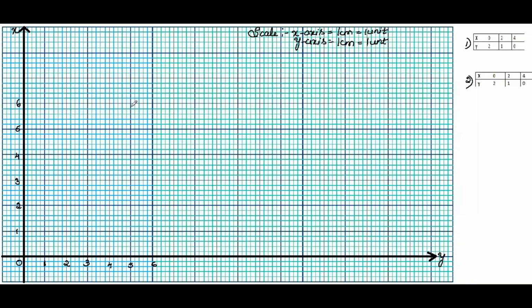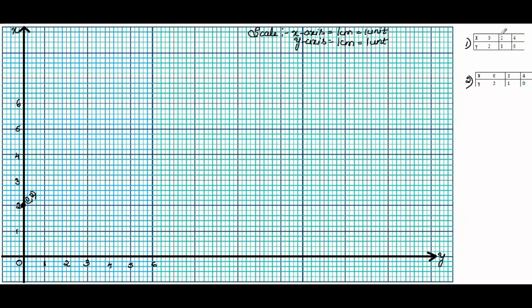Moving to the last graphical representation. Here the points are given. The first point is, for x is equal to 0, y is equal to 2. Okay, for x is equal to 0, y is equal to 2. So this is the point. For x is equal to 0, y is equal to 2, that is 0 comma 2.